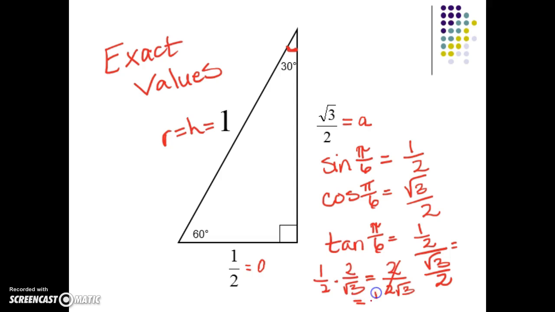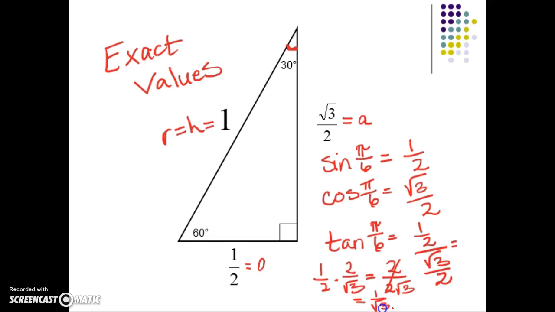That cleans up to 1 over the square root of 3. We have to, for some reason, rationalize that denominator. So 1 times the square root of 3 is the square root of 3, and we have the square root of 9 in the denominator, so there's the tangent. And then we could flip those and we would get the cosecant and the secant and the cotangent. So we know how to do all that. That's not a problem for us.